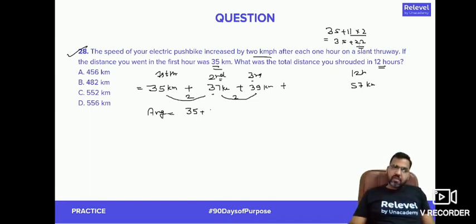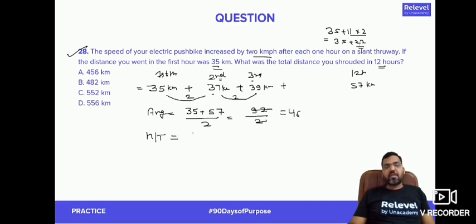So average would be first term plus last term divided by 2, which is 92 upon 2, that is 46. Now the number of terms, you can see that number of terms are equal to 12. So if I want to find out the total of it, it will be average multiplied by total number of terms, that is 12. 12 into 46, 552 kilometer. C would be the correct answer to the question.